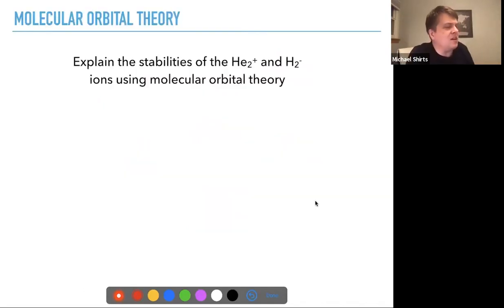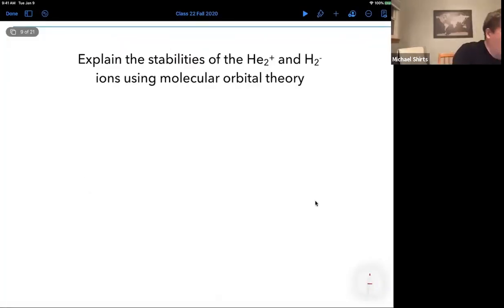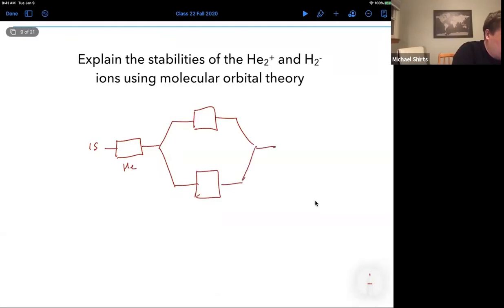Okay, so let's draw some atomic orbitals and predict the stabilities. We'll explain the stabilities of He2+ and H2- ions using molecular orbital theory. So let's draw some molecular orbitals, shall we? We start out, this is easy, we just have 1s electrons involved. So we've got our atomic orbitals over here. There's He, this is a 1s orbital, and here are the molecular orbitals, there are the atomic orbitals, and we're looking at He2+.